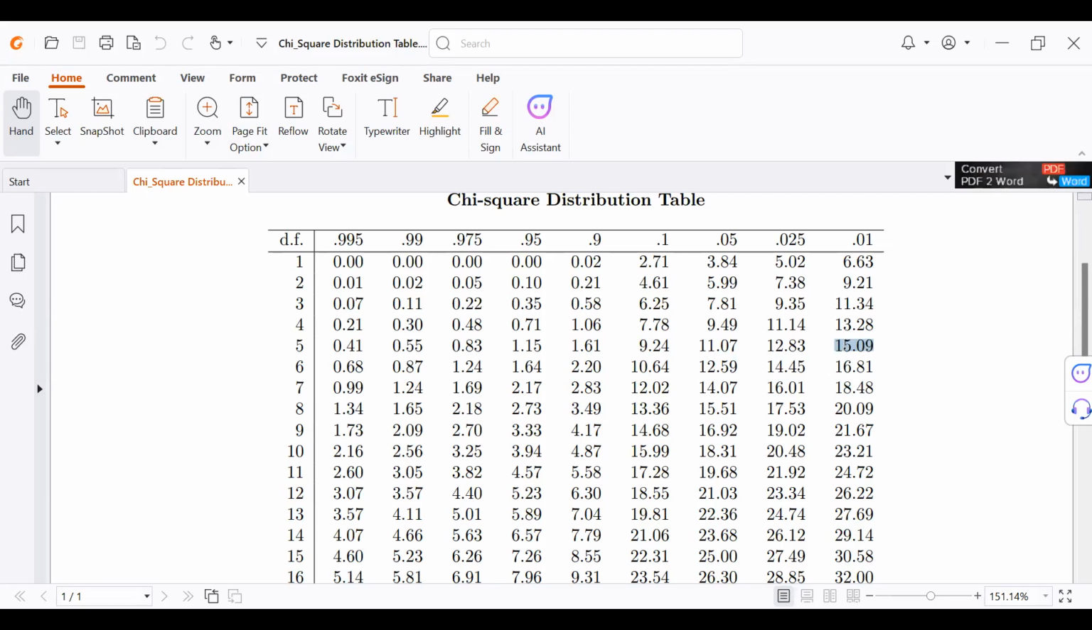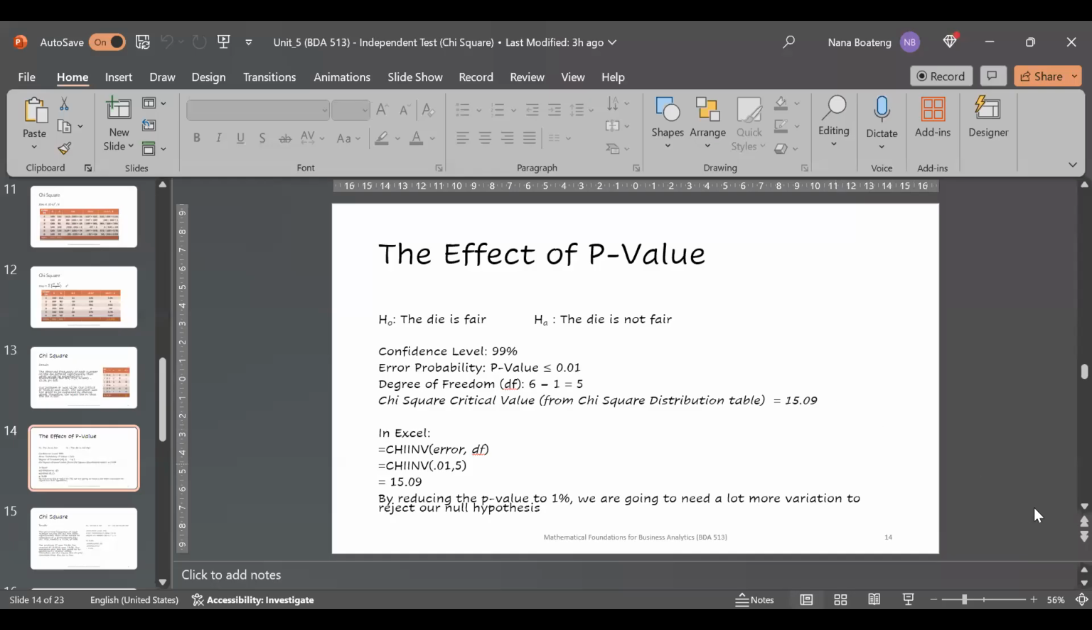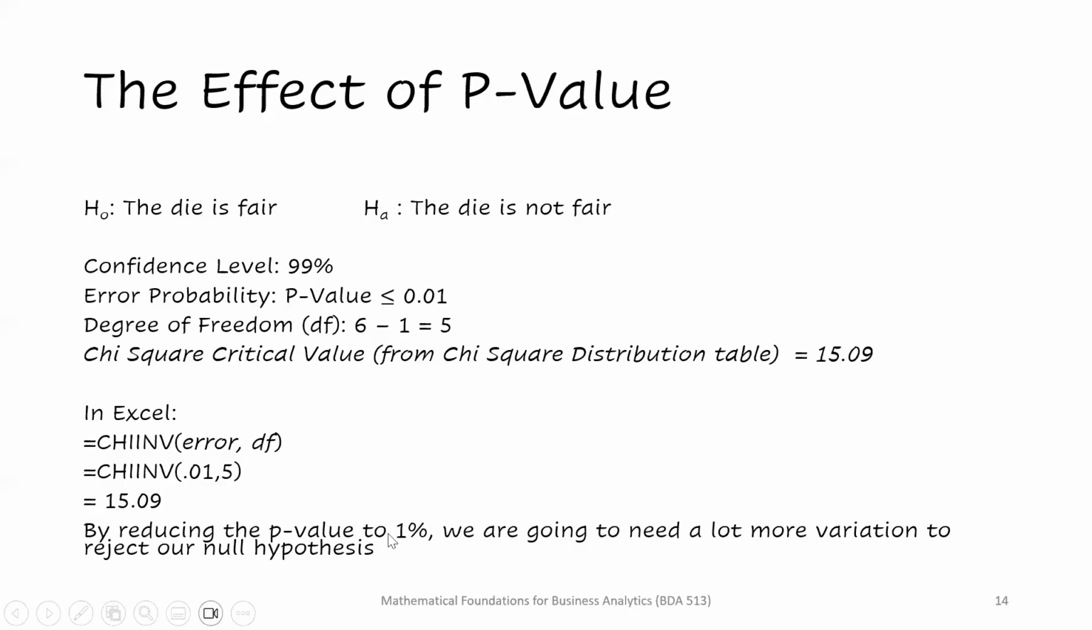So, any other question? By reducing the p-value to 1%, we are going to need a lot more variation to reject our null hypothesis. Okay. So we've looked at a situation whereby we increase or reduce our p-value, and its effect on our conclusion, right? Any other question?